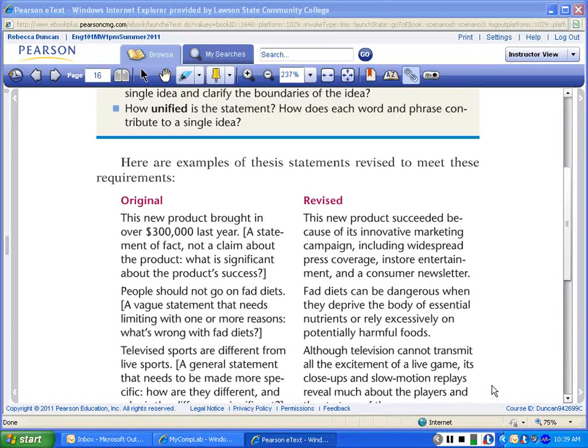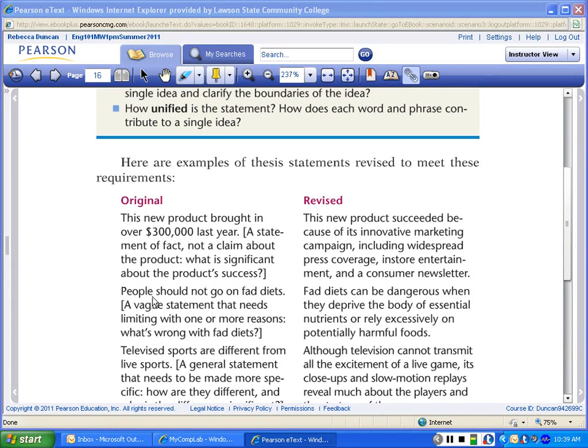Okay, well, let's move on to a couple of the other thesis statements. People should not go on fad diets. There is a claim, but it doesn't really say why, and that's not enough. So this one that's revised says fad diets can be dangerous when they deprive the body of essential nutrients or rely excessively on potentially harmful foods. Now, a lot more specific, and you can tell that there's a big difference between what this student or person found out or thought of to begin with.